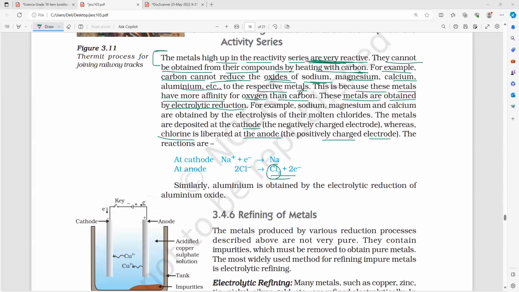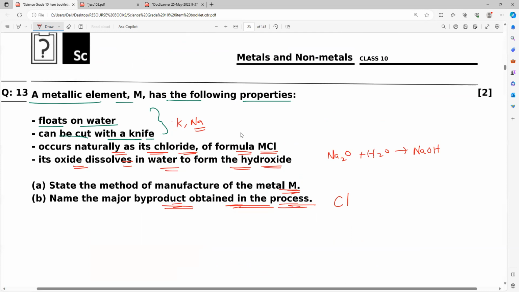Next, what is happening? Because of their affinity for oxygen, these metals are obtained by electrolytic reduction. Sodium, magnesium, calcium are obtained by the electrolysis of their molten chlorides. The metals are deposited at the cathode. Of course, the cathode is negatively charged and the anode is positively charged. What is the byproduct that will come here? The byproduct is chlorine. Clear, everyone? So the byproduct is chlorine and the metal M is deposited.